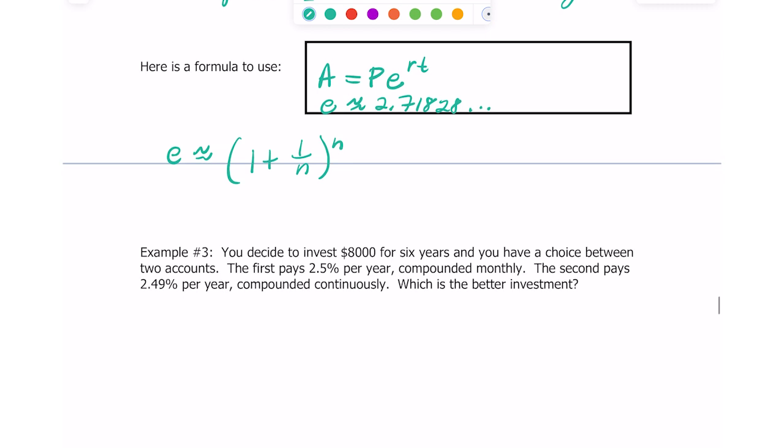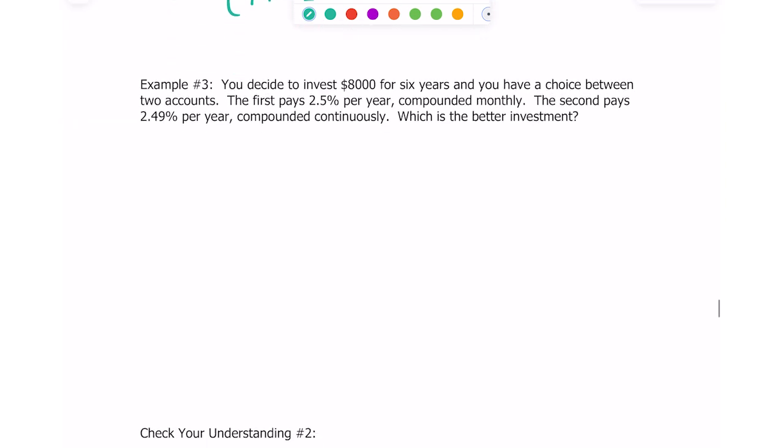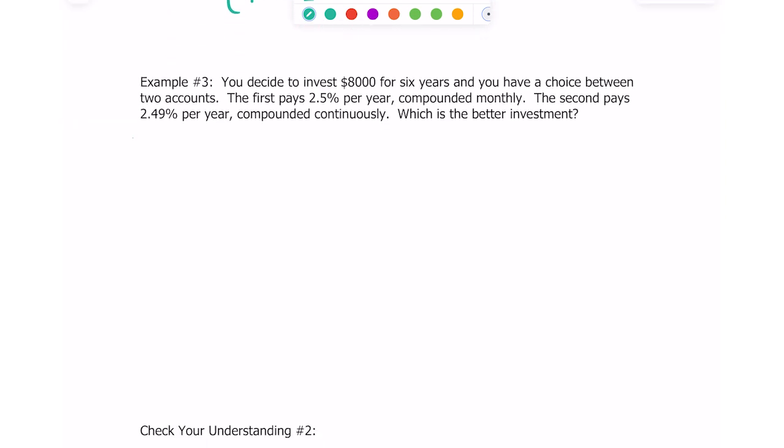So here, you decide to invest $8,000 for 6 years, and you have a choice between two accounts. The first pays 2.5% per year, compounded monthly. The second pays 2.49% per year, compounded continuously. Which is the better investment? All right, so you've got here your two different accounts. We'll call it account number 1.